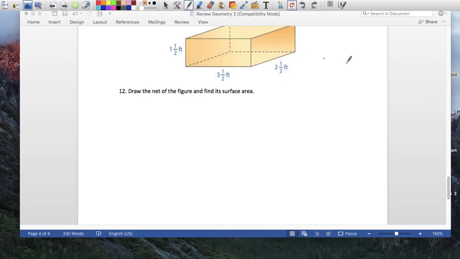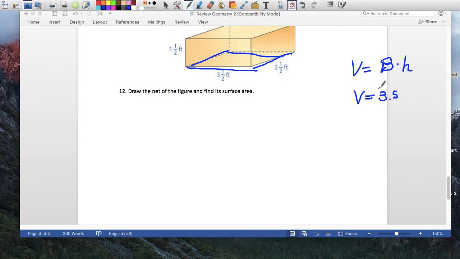So to find the volume, it's big B times height. The volume of the big B would be the bottom shape, right? So the area of the rectangle at the bottom, the length is 3.5. I'm going to change it again to decimals, 3.5 times 2.5, and then we'll multiply this by the height, which is 1.5.